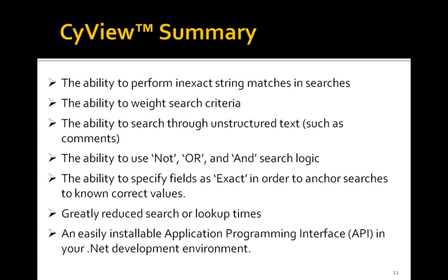In summary, CyView offers the ability to perform inexact string matches and searches, weight search criteria, search through unstructured text such as comments, and use Boolean operators: not, or, and, also to provide wildcard searches. The ability to specify fields such as exact in order to anchor searches to known correct values and speed processing. Greatly reduced search or lookup times. CyView has an easily installable API in your .NET programming environment.